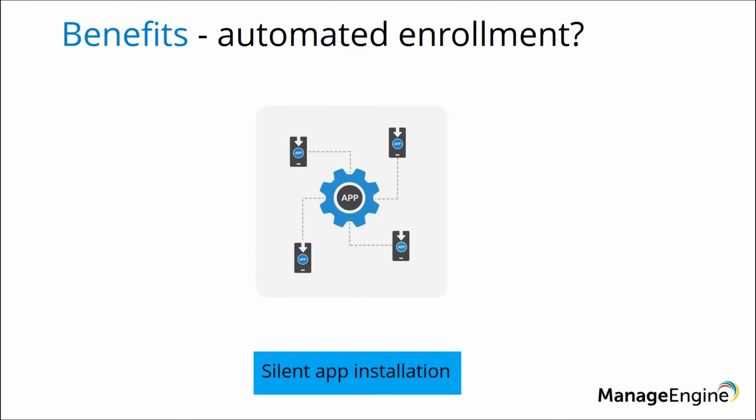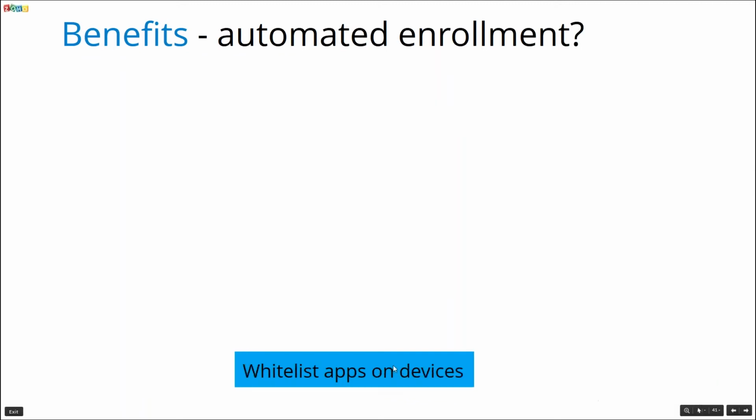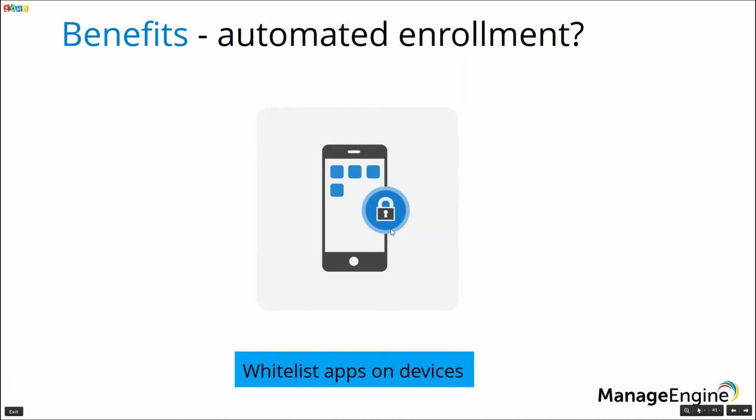And the benefits of doing the automated enrollment or provisioning the devices via device owner or supervision mode helps you to silently install applications on the device. And also you can lock down the devices with certain applications alone. So apart from this, the users will not be able to unlock or install any other applications. So you have an option to silently install apps. At the same time, you can also lock down the devices with certain applications alone.